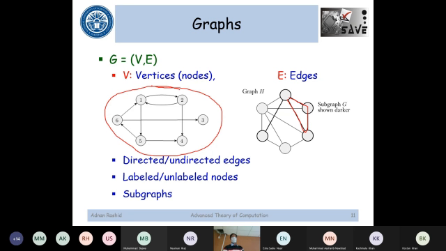Now we have undirected edges. So you can either go from here to there, or you can go from here to there. So this is the advantage of undirected edges. You can go from any direction to the other one. But if you have directed edges, you have to start from the tail, and then you have to go to the head of the arrow.